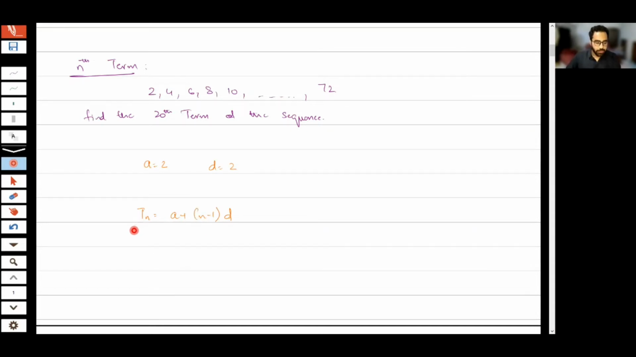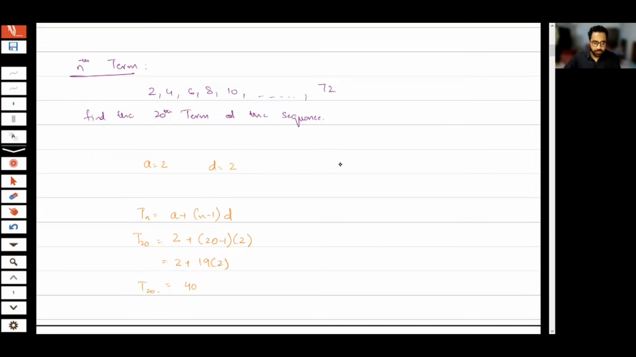So yeah, if I have to find the 20th term, I'll use t20 equals a, which is 2, plus (n minus 1) into d, which is 2, with n being 20. So yeah, मेरे पास आ जाएगा 2 plus 19 into 2. And this would give me 2 plus 19 into 2, which is 2 plus 38, which is 40. Yes, so my value of the 20th term would be 40.